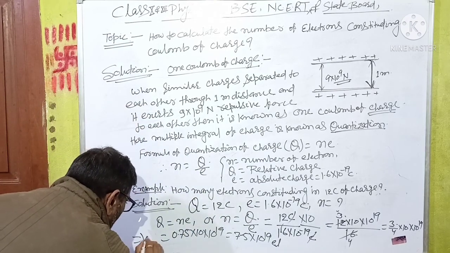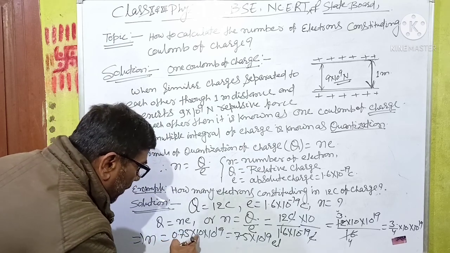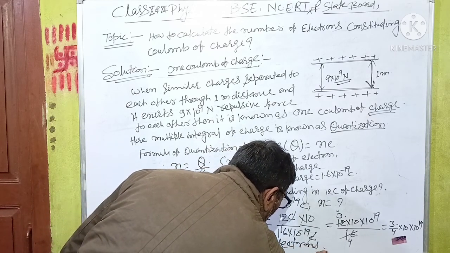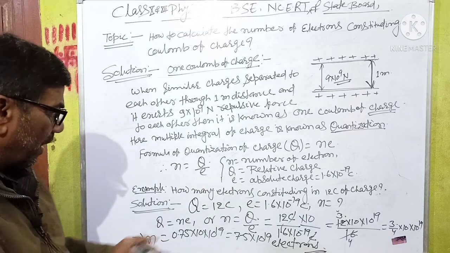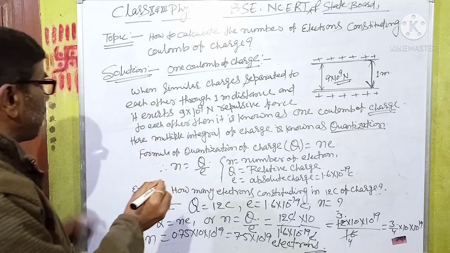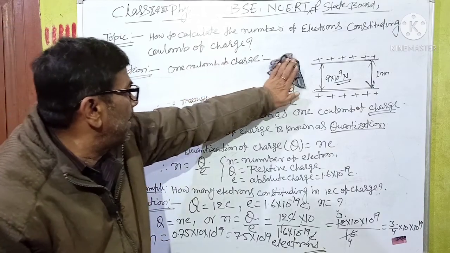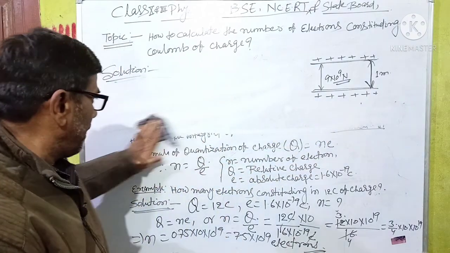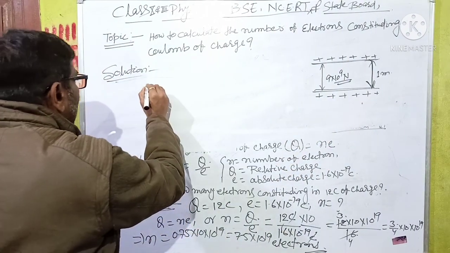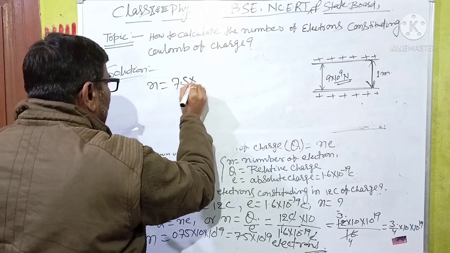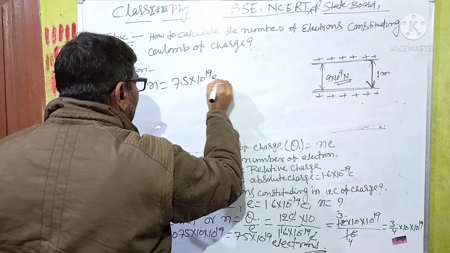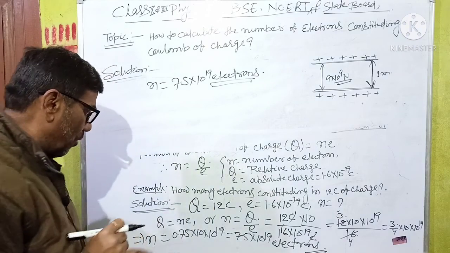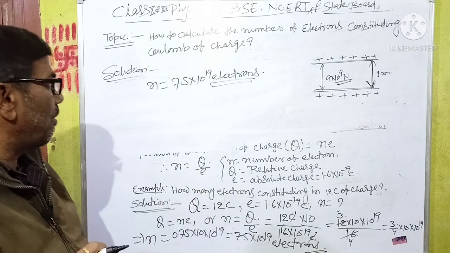So N is equal to 0.75 into 10 to the power 19 electrons. So we find the number of electrons in 12 coulomb of charge: N is equal to 7.5 into 10 to the power 19 electrons. So we can find the number of electrons through the property of quantization of charge.